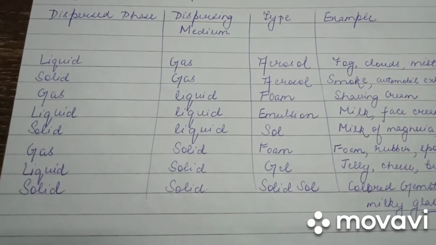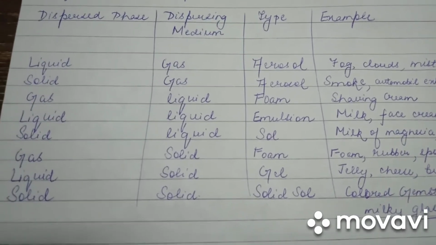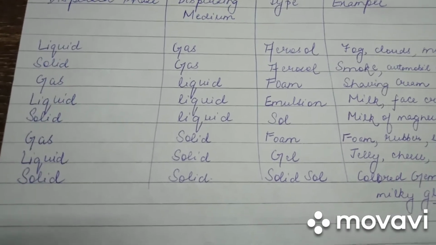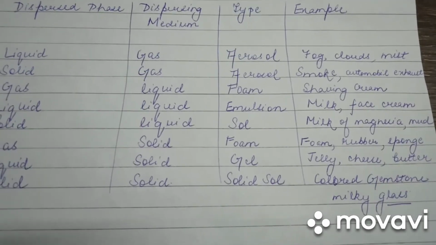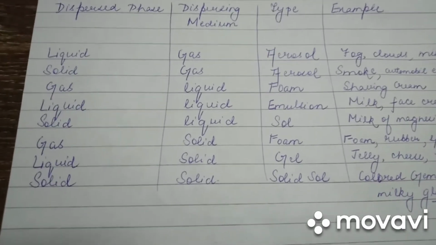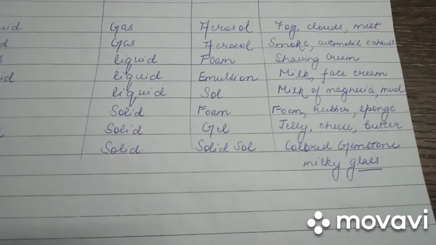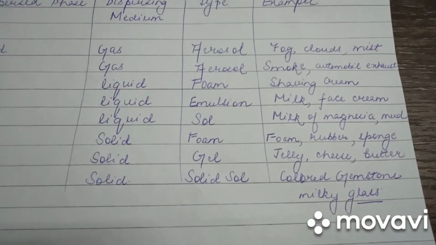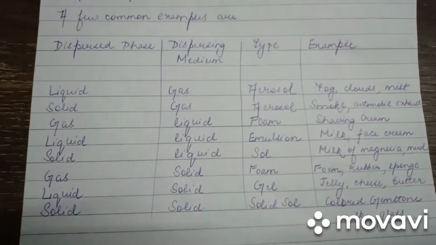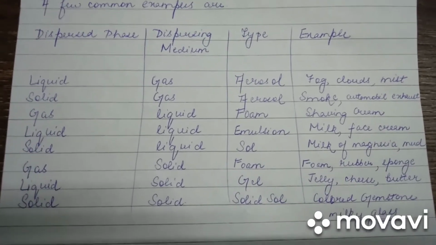Gas and solid form solid foam. Examples are rubber, sponge. Liquid and solids form gel. Examples are jelly, cheese, butter. And we have solid and solid forming solid sol, of which examples are colored gemstones and milky glass. This table gives us a brief idea of the common examples of colloids.